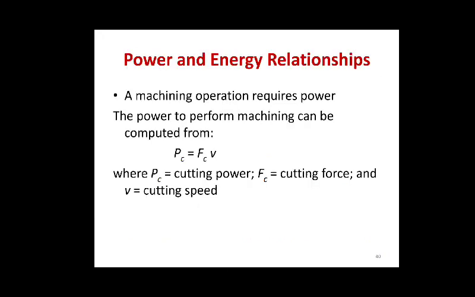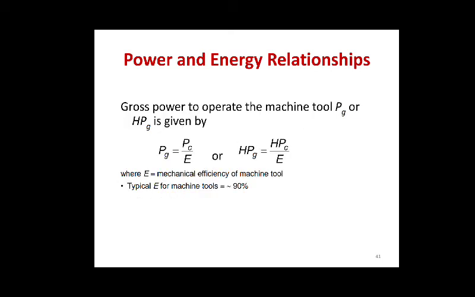Now power and energy relationship. A machining operation requires power. The power to perform machining can be computed from Pc is equal to Fc into V, where Pc is cutting power, Fc is cutting force, and V is the cutting speed. So gross power to operate the machine tool, Pg or HPg, is given by Pg is equal to Pc upon E, or HPg is equal to HPc upon E, where E is the mechanical efficiency of the machine tool. A typical E for a machine tool is approximately 90%.